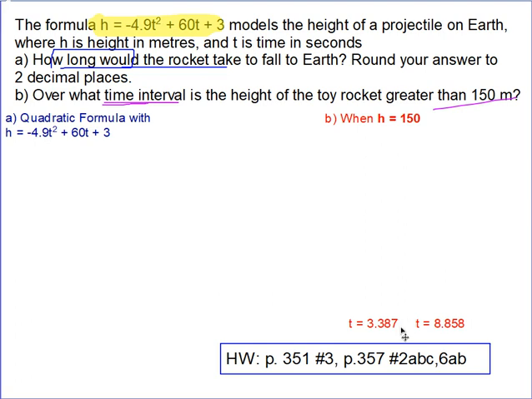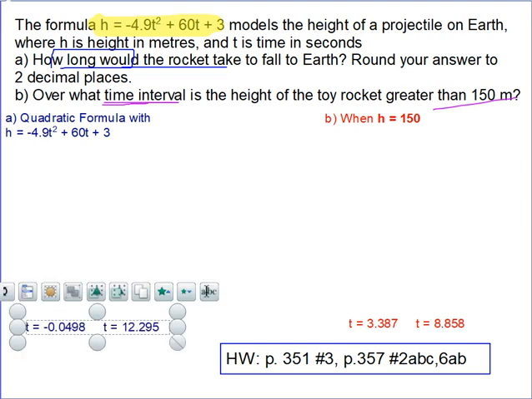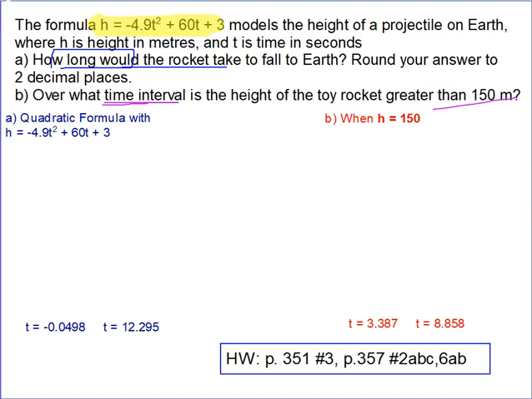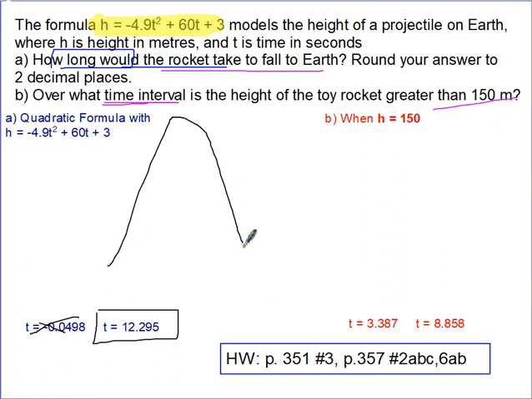Here's what I got. The interval is between 3.387 seconds and 8.858 seconds. You might want to round. I'm not sure. If you do round, you might get a little bit of a different answer. And for the first one, how long would it take for the rocket to hit the Earth? Well, we know there's no such thing as negative time, so it would take 12.3 seconds for this thing to go all the way up and all the way down and then hit Earth again. There are also some textbook questions here.